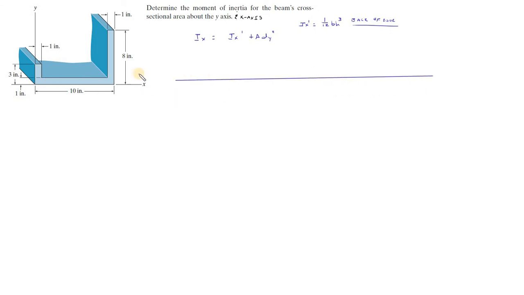Alright, so if I'm computing my moment of inertia about the x-axis, I'm going to have my segment, my area, which would be in inches squared, my distance, and that's going to be in inches. Then my Ix prime comes from this formula, and then I'm just going to add up my A dy squareds. I can add those to get my moment of inertia about the x-axis.